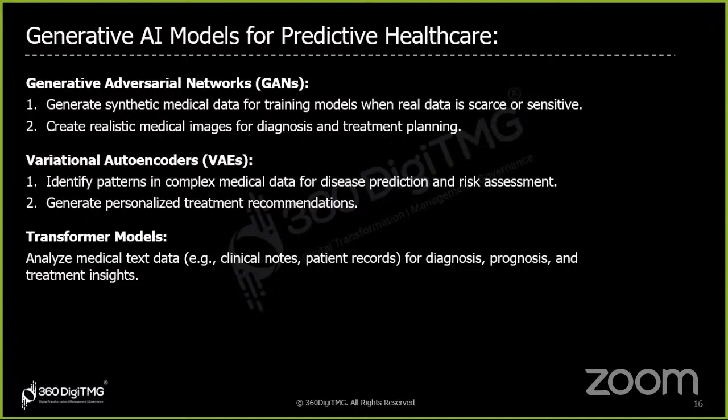Then variational autoencoders, they basically help you identify complex medical data patterns, in order to predict disease and do some risk assessment, and ultimately personalize the treatment. Okay, then transformer models, they analyze medical text data like your patient records, previous historical data wherein you have your clinical notes, prescriptions, diagnosis, prognosis, and basically they will end up giving treatment insights.